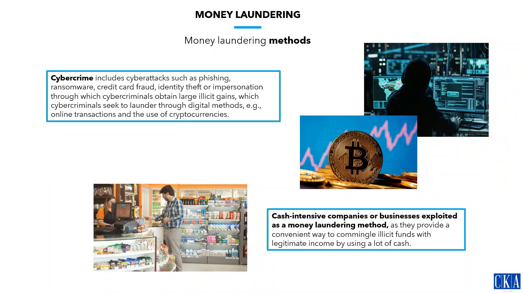Number 6. Cash-intensive businesses or companies. Cash-intensive businesses are frequently exploited for money laundering due to their ability to process large volumes of cash through routine operations. They provide a convenient way to mix illicit funds with legitimate revenue by channeling dirty money through such businesses. It becomes significantly more challenging for authorities to trace the source and detect suspicious activities.